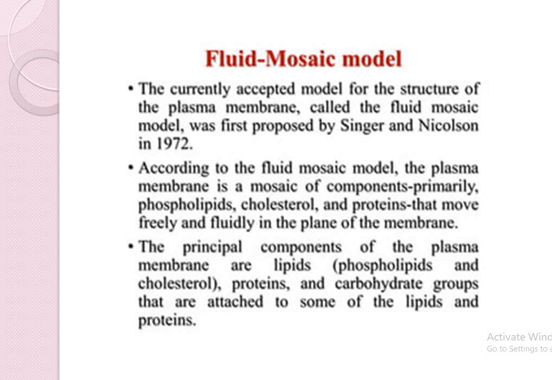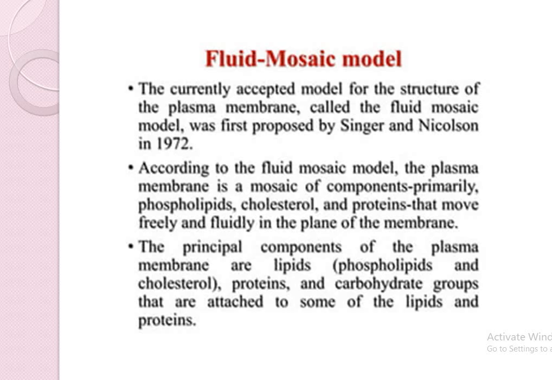The most accepted model for the structure of membrane is the fluid mosaic model. It was first proposed by Singer and Nicolson in the year 1972. According to the fluid mosaic model, the plasma membrane is a mosaic of components primarily composed of phospholipids, cholesterol, and proteins that move freely in the plane of the membrane.